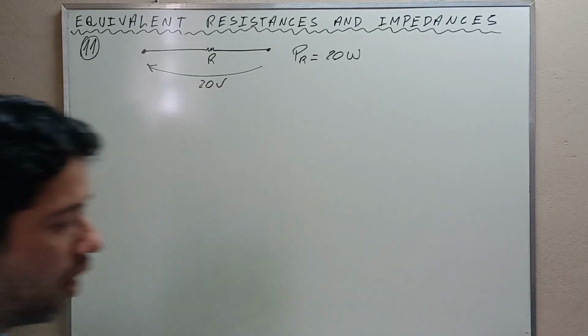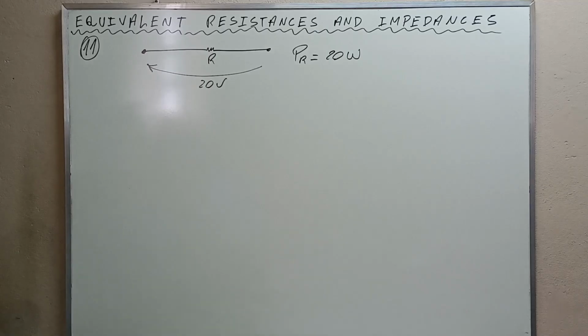Exercise 11. When a voltage of 20 volts is applied to a resistor, the joule reading produced is 20 watts. In this way, what is the resistance of the resistor? This is the question. Let's go to the solution. Let's consider this resistor. When a voltage is applied at its terminals, a current will flow, which in its turn causes a heating of the device. This is called Joule's effect.